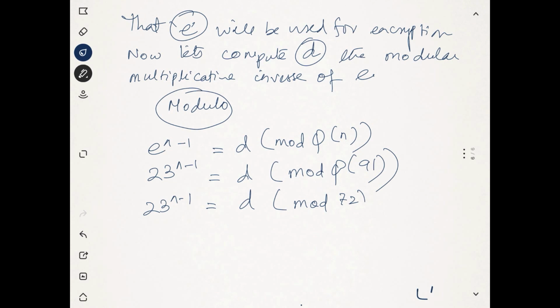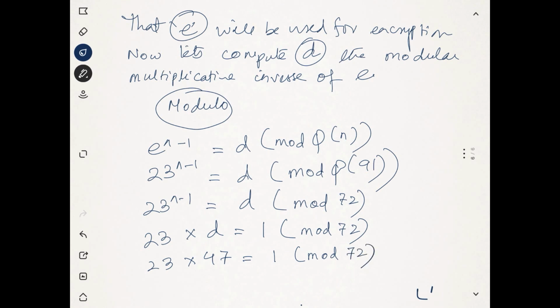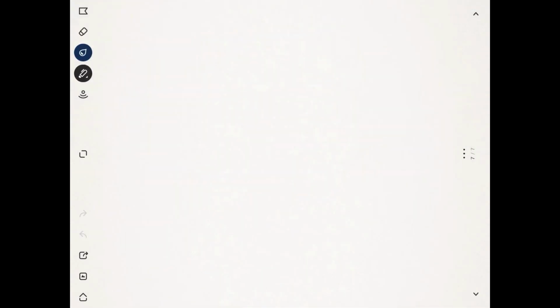Well, coming back here, our D value will be the multiplicative inverse under the modulo function. So 23 into D equal to 1 mod 72, because we are calculating the multiplicative inverse here. So that comes out to be 23 into 47 equals 1 mod 72, which means D is actually 47. Now with this calculation of D, we have completed all the magic numbers that we'll need for this particular exercise.